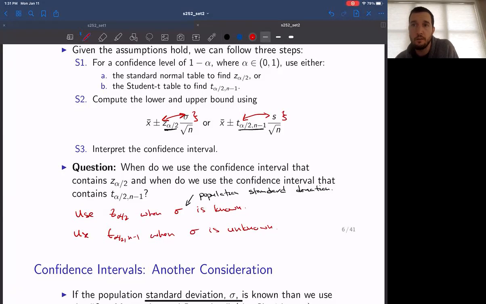And then on step 3, we would interpret the interval. The interpretation is just going to follow that generic expression that was given at the end of slide 5. We're just going to adapt it to reflect the situation that we are working in, so basically just to talk about the variable that we are interested in estimating.